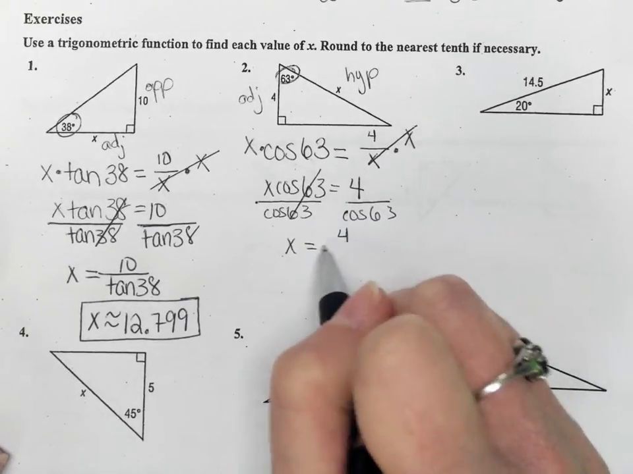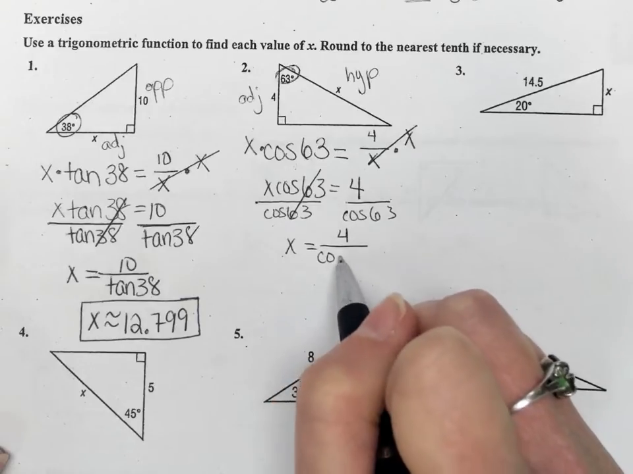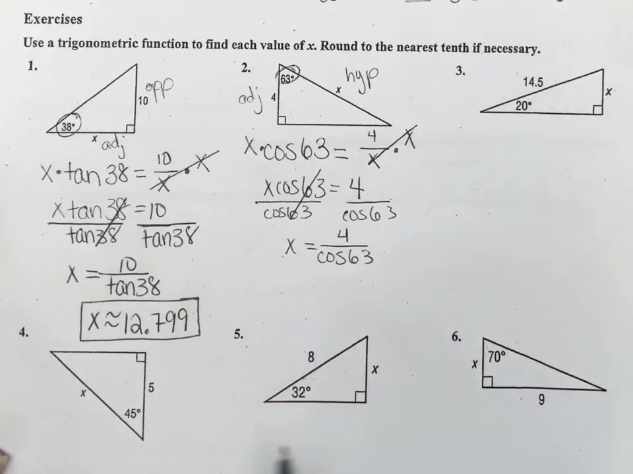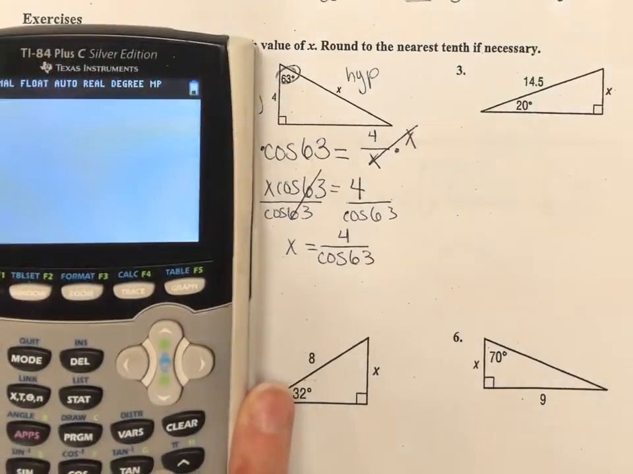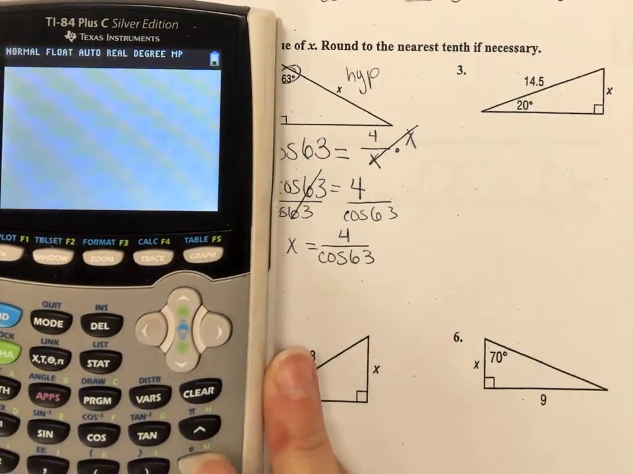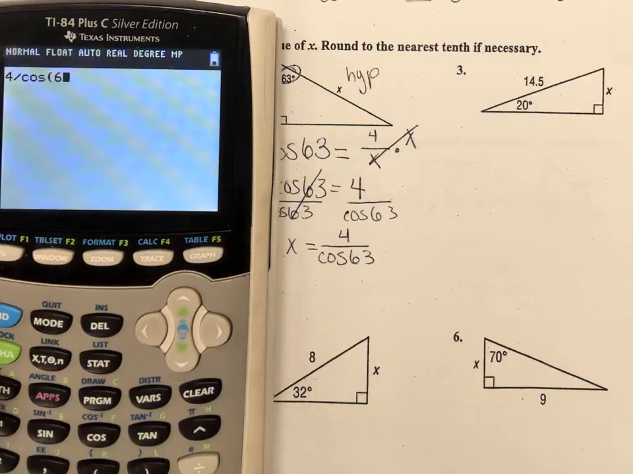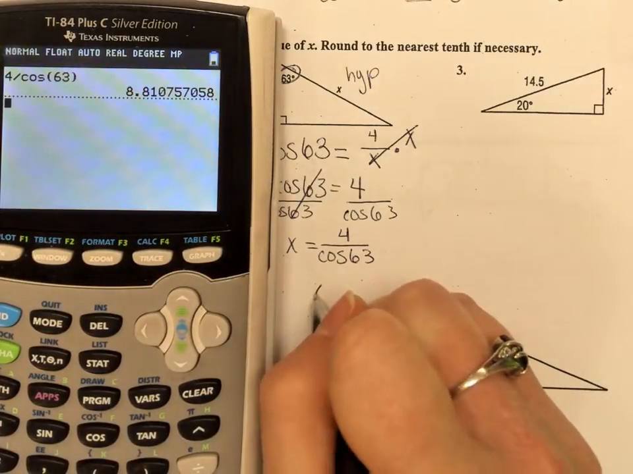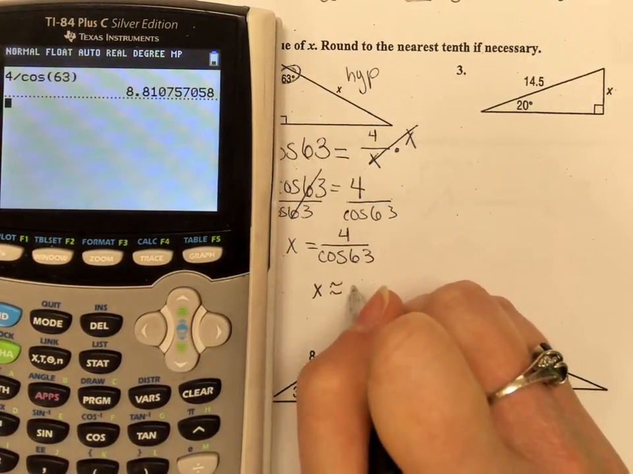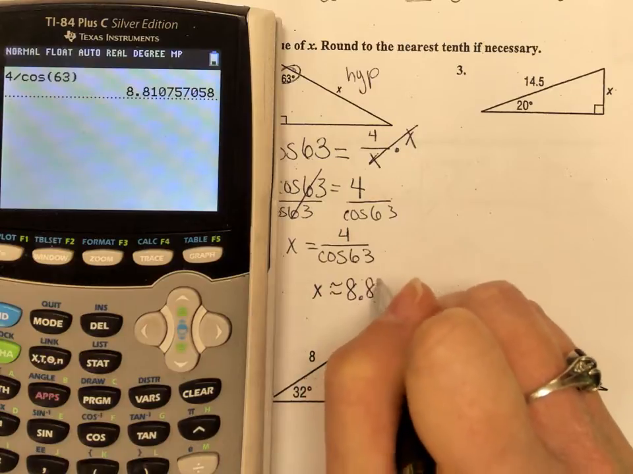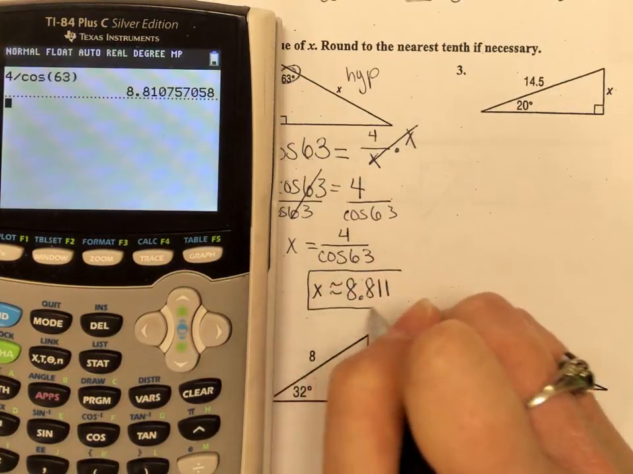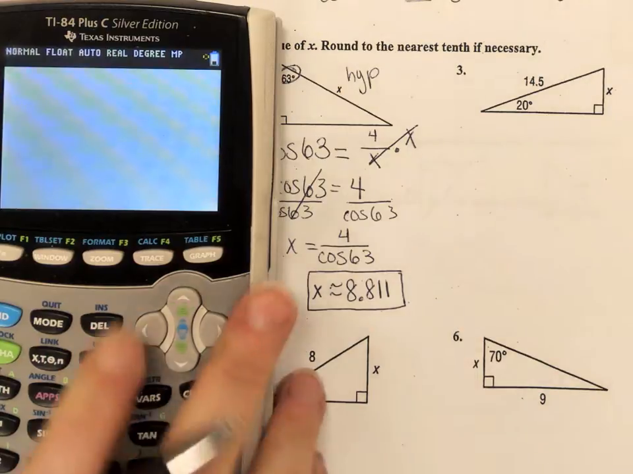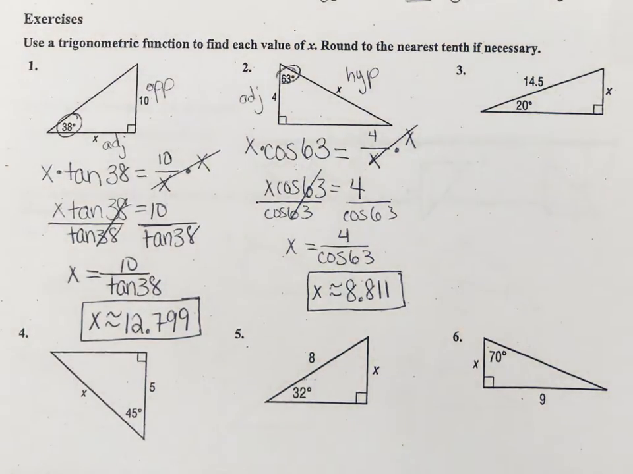All right, make sure you write your exact answer. Your exact answer is 4 over cosine of 63. That way, in case something happens and your calculator's in the wrong degree or the wrong mode because somebody's been messing with it, then you'll at least get some credit, okay? So 4 divided by cosine 63. What'd you get? 8.811. Very good. That 7 rounds that 0 up to a 1. Y'all okay? Get it good?